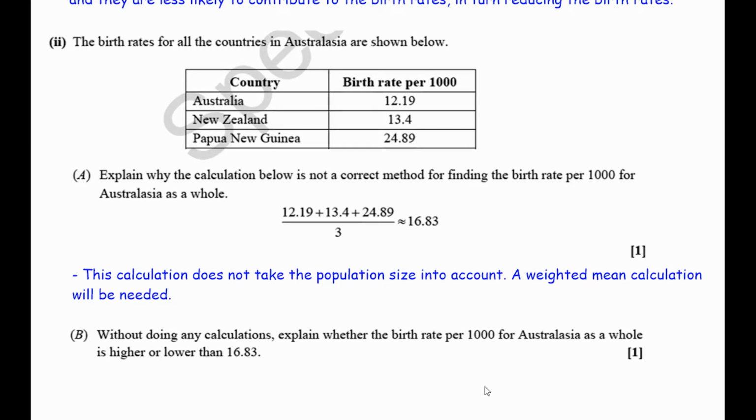All right, so with that in mind, if we did actually recalculate the birth rate for Australasia, would it be above or below 16.83? Well, looking here, Australia actually has the lowest of the birth rates, and Australia has the largest population, so it should contribute more towards the final answer. So that smaller number should be more represented in the final mean, which we should interpret to mean that the mean would actually be lower than the 16.83.